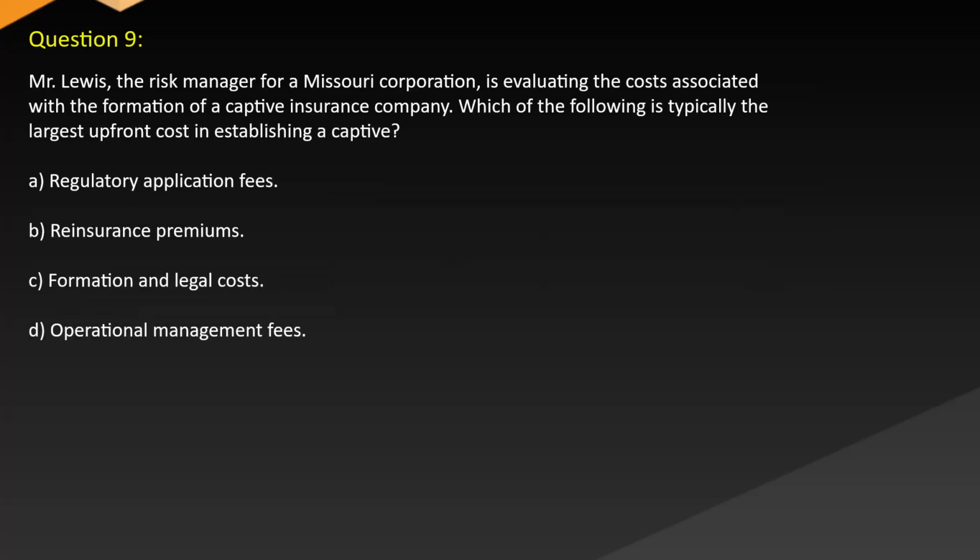Question 9. Mr. Lewis, the risk manager for a Missouri corporation, is evaluating the costs associated with the formation of a captive insurance company. Which of the following is typically the largest upfront cost in establishing a captive? A. Regulatory application fees. B. Reinsurance premiums. C. Formation and legal costs. D. Operational management fees.